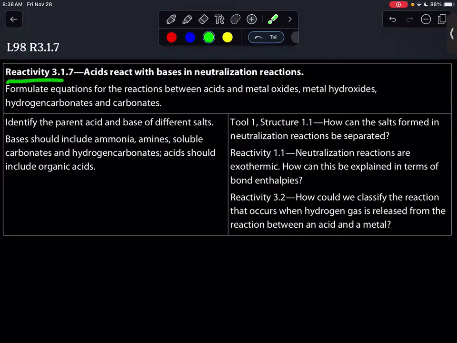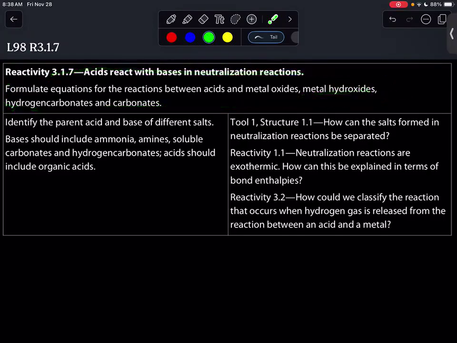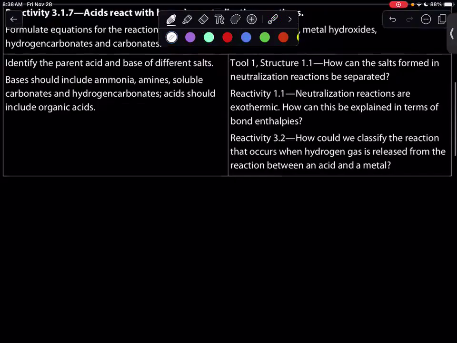Today we're going over reactivity 3.1.7. We're going to talk about how acids react with bases and neutralization reactions. Formulate equations for the reactions between acids and metal oxides, metal hydroxides, hydrogen carbonates, carbonates, and we'll also cover ammonia and amines. So, with that said, let's talk about this first word we use.